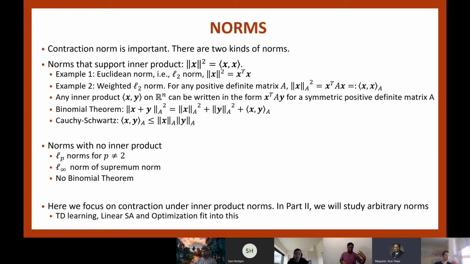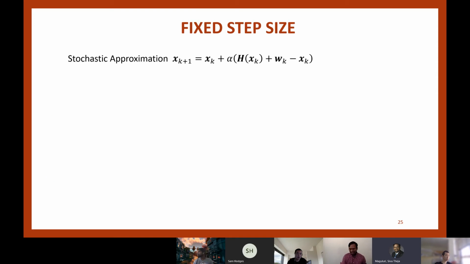And remember, I talked about 3 examples for stochastic approximation. The first one was from reinforcement learning. Some reinforcement learning algorithms correspond to this inner product norm. For example, TD learning fits into this framework, but Q learning does not. Linear stochastic approximation again fits into this framework. The corresponding operator is a contraction with respect to an inner product norm. And finally, optimization, SGD, fits into this. In fact, the inner product norm there is the regular Euclidean norm, the unweighted Euclidean norm. Okay, good. So let me now state the results.